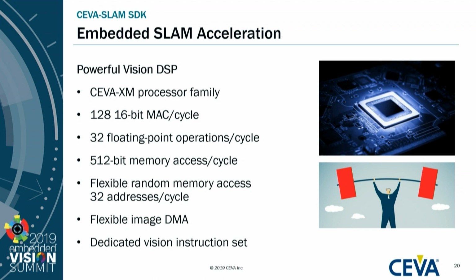Now let's take a look at the CEVA Vision DSP. We have a powerful MAC engine of 128 16-bit MACs per cycle, 32 floating point operations per cycle, wide memory access of 512 bits, and very flexible random memory access of up to 32 different addresses in each cycle. We will see later on how this comes in handy. Flexible DMA designed for image processing tasks and a dedicated vision instruction set.